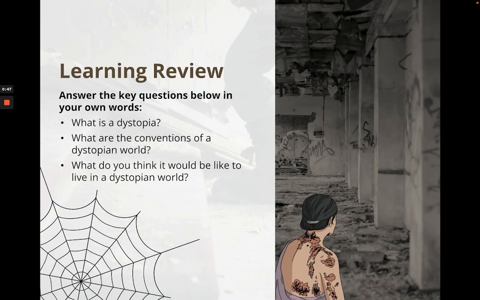All right. Finally, some key things that you want to answer in review. What is a dystopia? If you had to put that in your own words, what are the conventions? Obviously, what are the different details? And then what do you think? This is very much an opinion. What do you think it would be like to live in a dystopian world? So take a look at these questions. At least three sentences for your three answers, and I'm interested in seeing what you have to say.